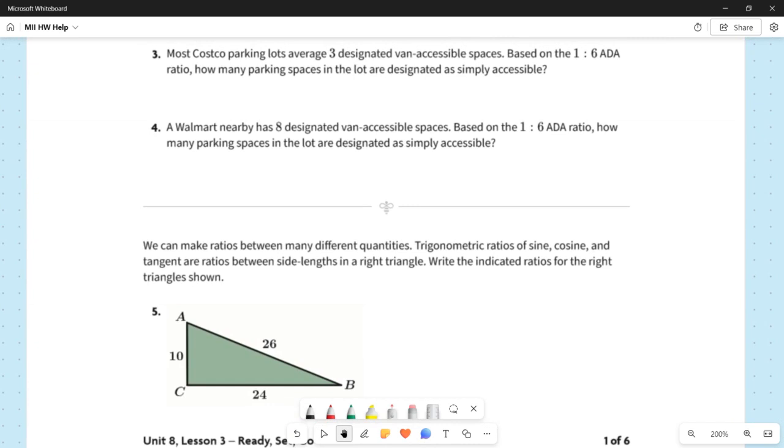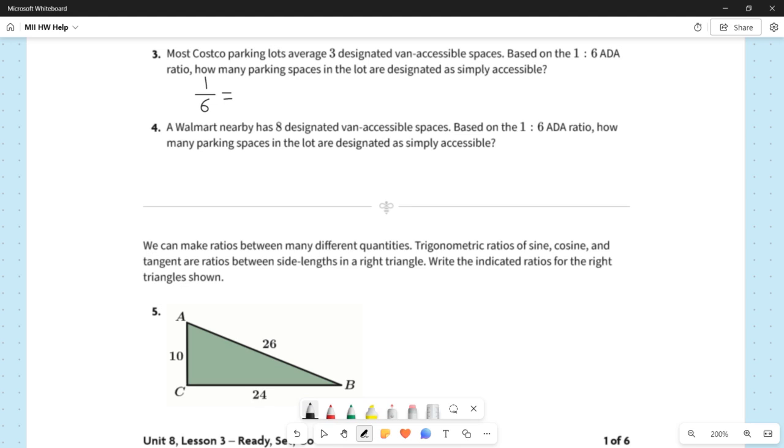Question number 3. Most Costco parking lots average 3 designated van accessible spaces. Based on the 1:6 ADA ratio, how many parking spaces in the lot are designated as simply accessible? So this is very similar to number 1. We are starting with our ratio of 1:6, and again that ratio is van accessible to just generally accessible. And again, we can solve this by setting up a proportion, which is just letting 2 ratios equal each other.